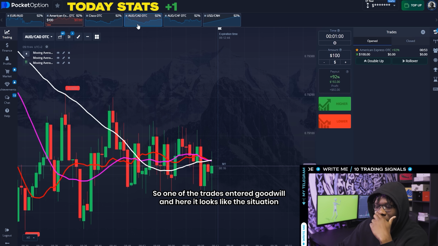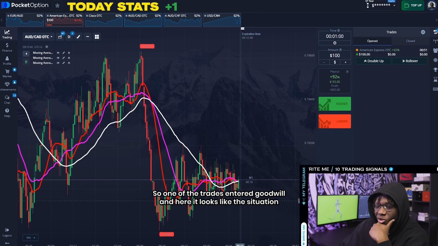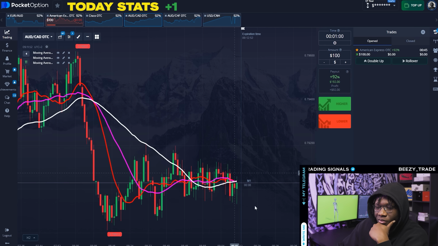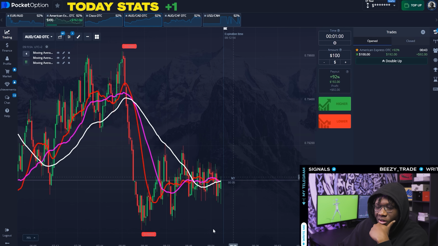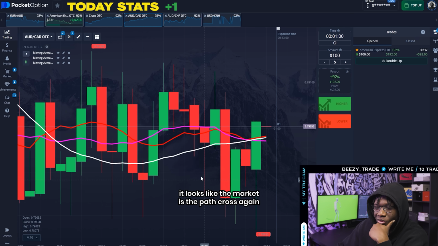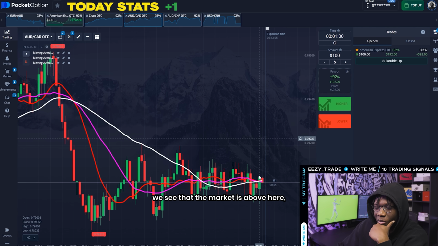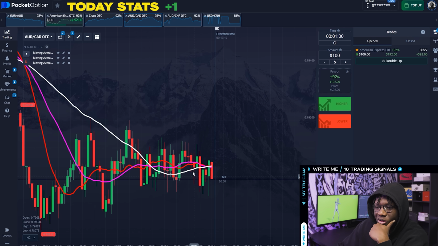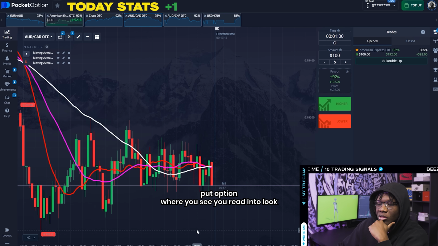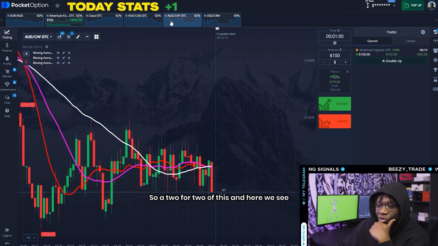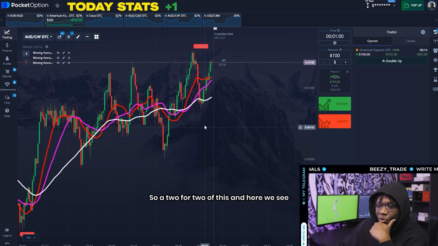So one of the trades has entered really well. And here it looks like a situation where we see the market crossing multiple times, right? We can see it right above now, and it looks like the market is about to cross again, or it just crossed here. But we see that the market is above the 50 EMA, which usually means a put option right there. You can see if we had entered a little bit early, we might have been able to make some profit on that. So we're 2 for 2 on this.